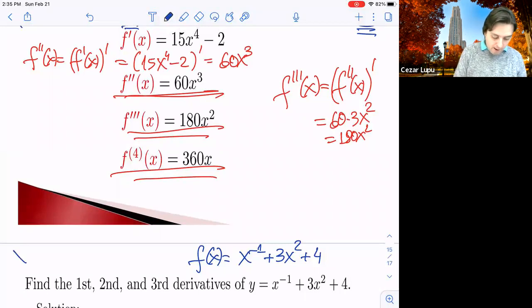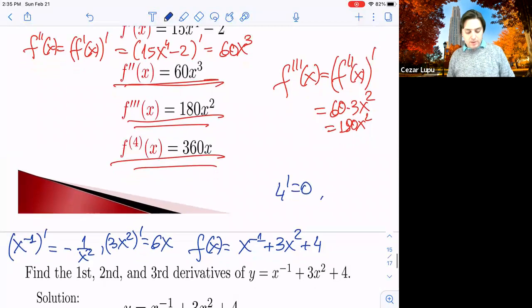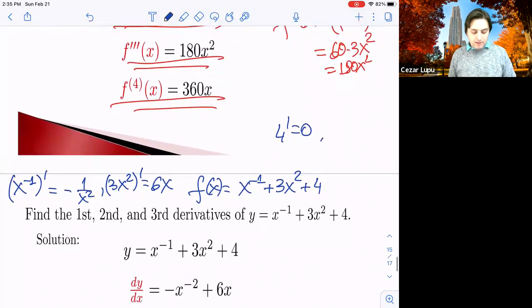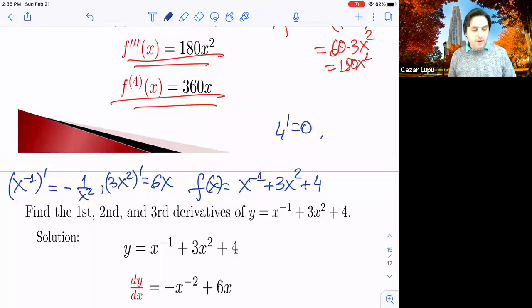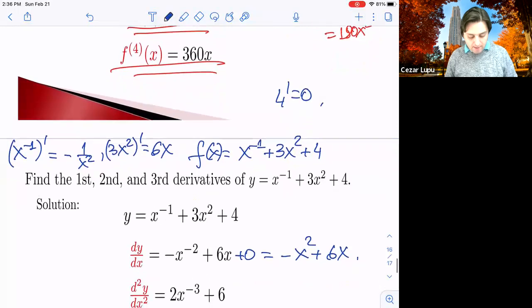So x to the negative 1 prime, as we have seen, is nothing else than negative 1 over x squared. Then 3x squared prime is nothing else than 6x, and 4 prime is 0. With this in mind, the first derivative is negative x to the negative square, which is negative 1 over x squared, plus 6x, plus 0. Great. The second derivative, we need to differentiate this again.